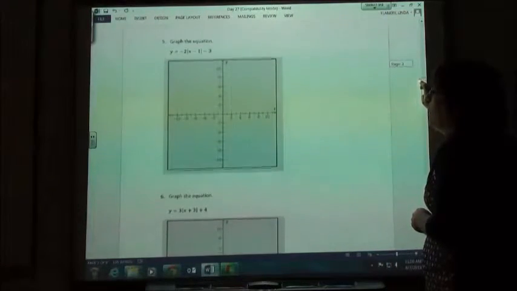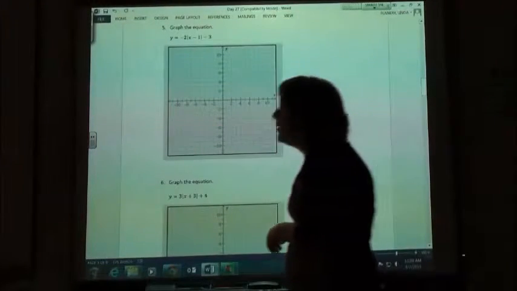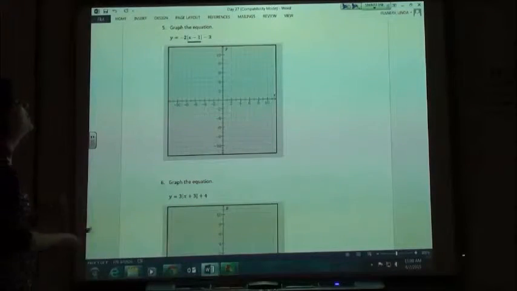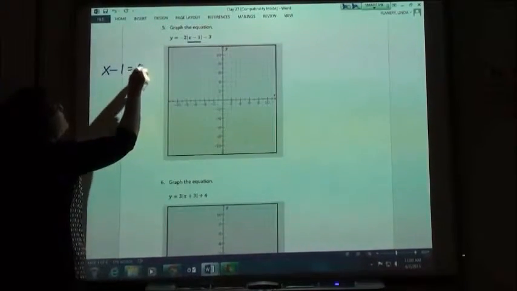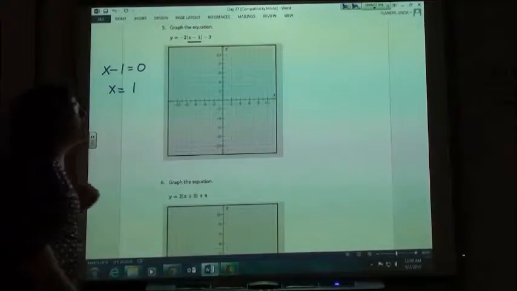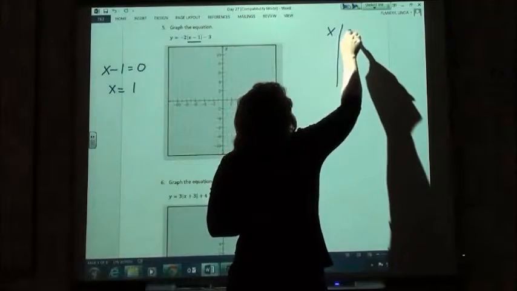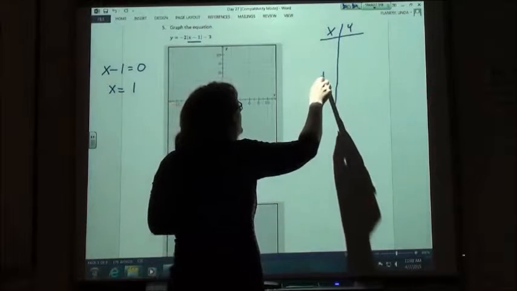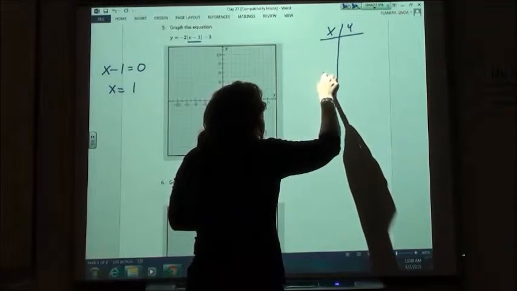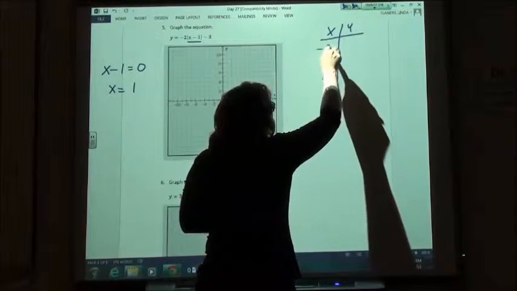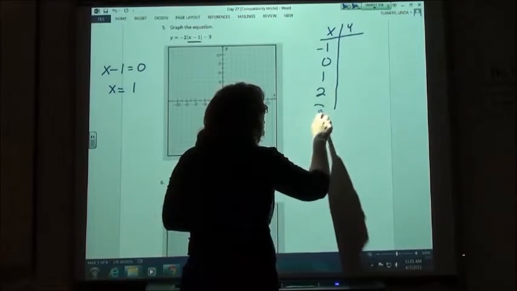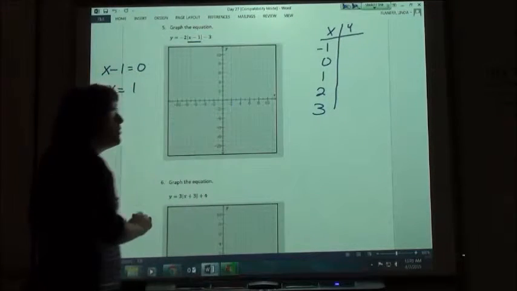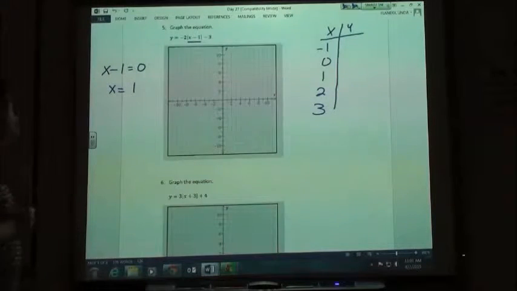Number 5, again, wants us to graph the equation with an absolute value. We know it's going to look like a V shape. We're going to start here so we can find what our middle x value is. If x minus 1 equals 0, then x would equal a positive 1. So in our table, 1 is our middle number. We need 2 points on each side of that. So I would have 1, 0, negative 1, and 1, 2, 3. So if I'm at 1, I go 0, negative 1, and 2 and 3, so I have 2 points on each side of that. Then I'm going to plug my numbers in.